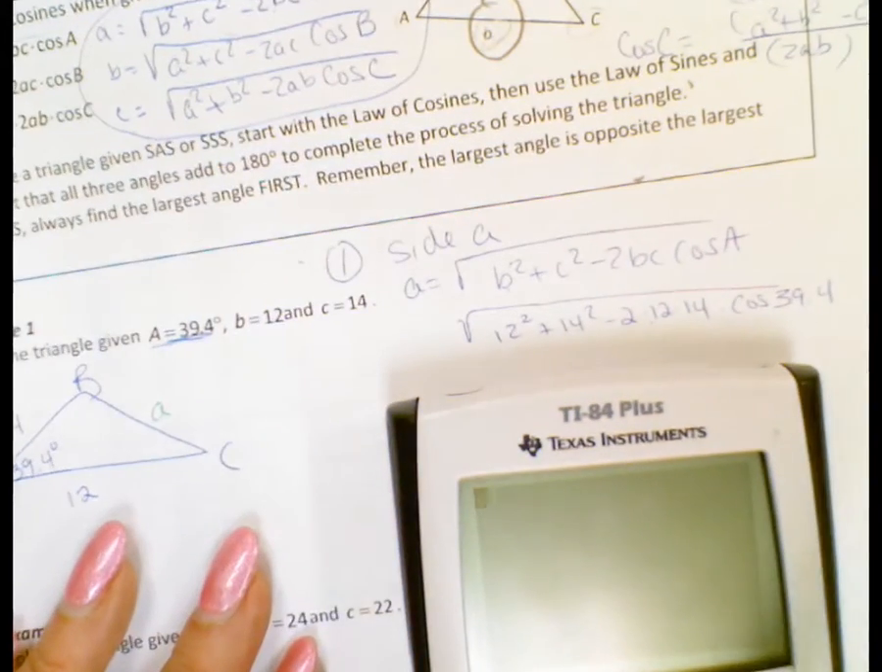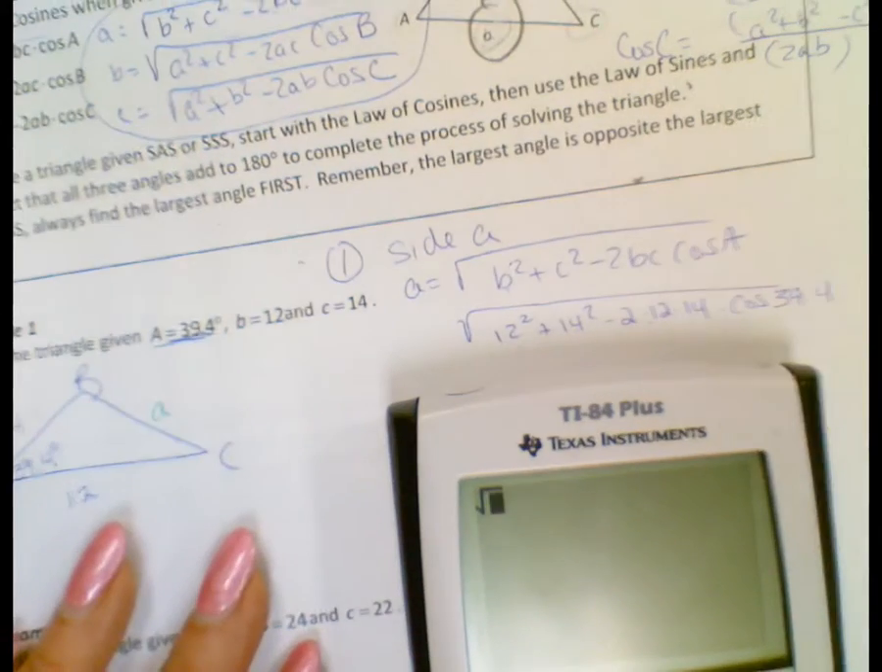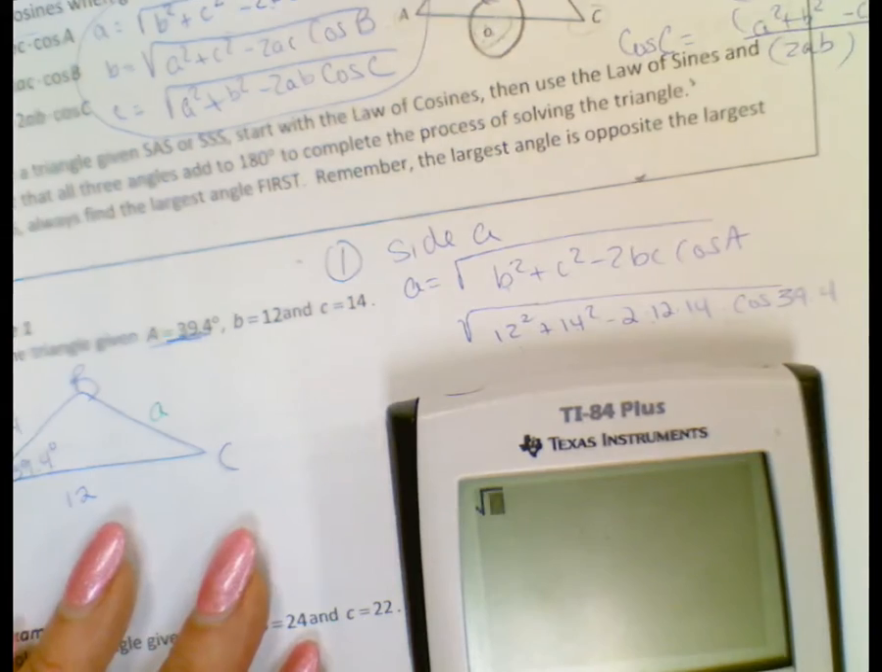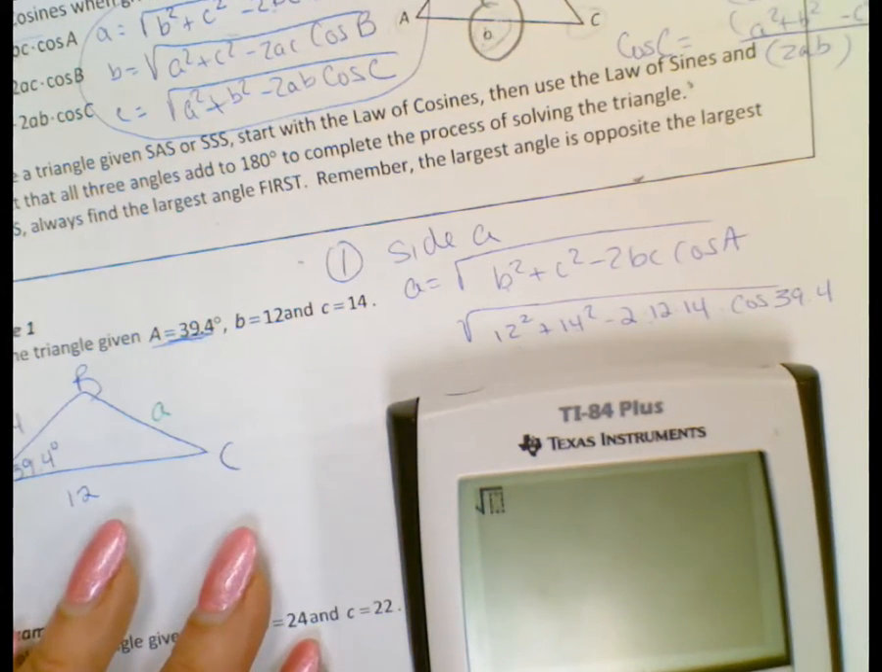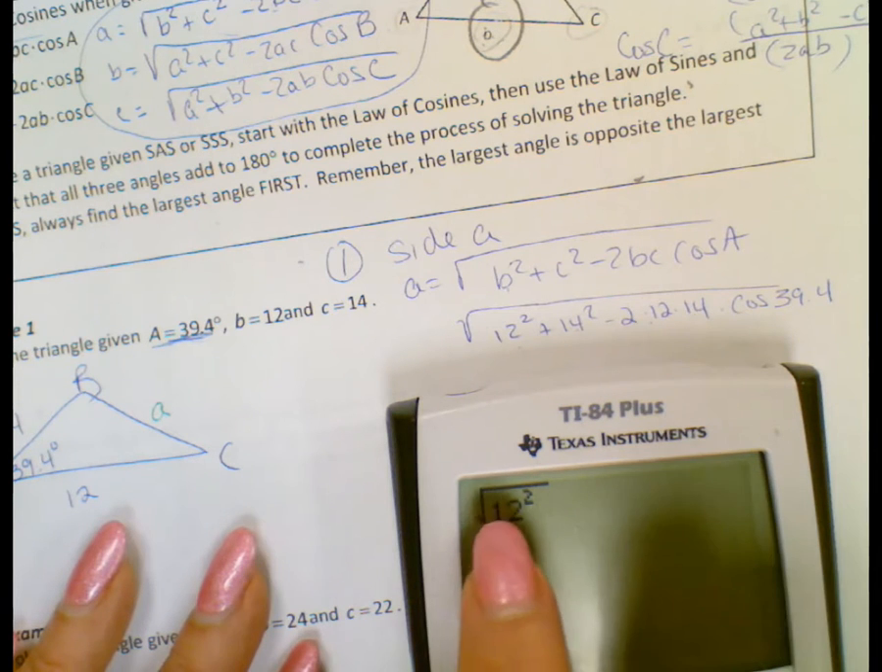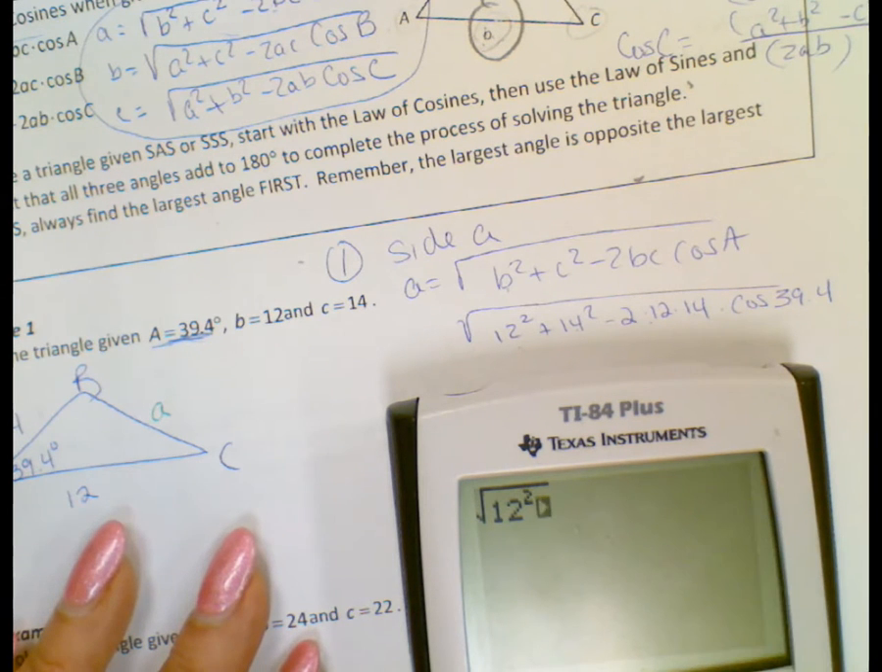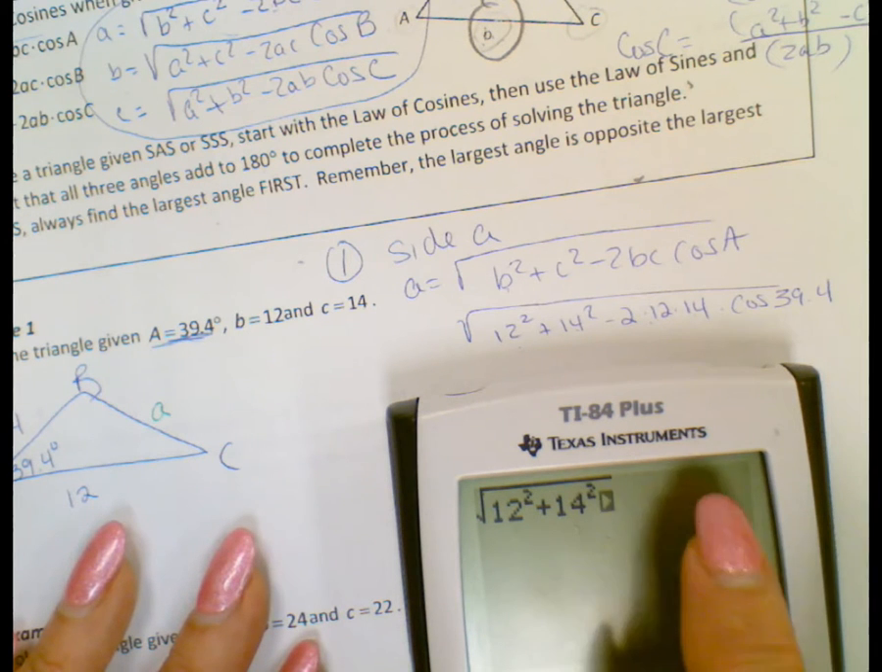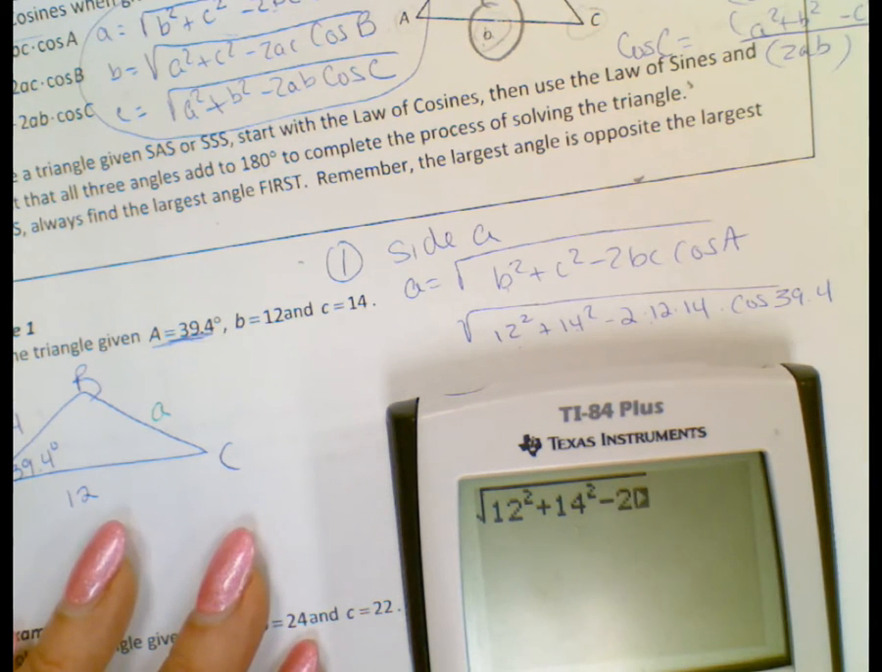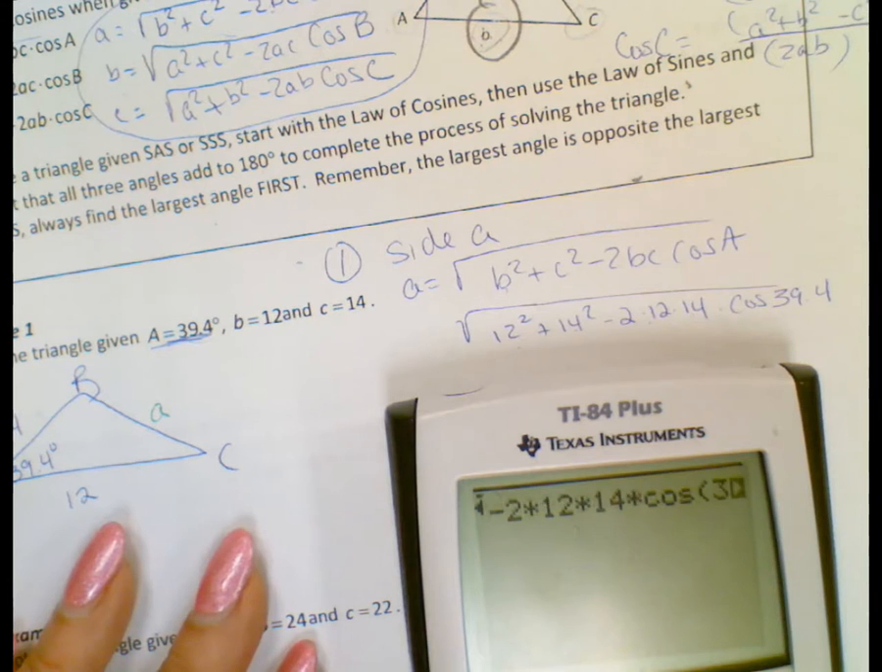It is the square root, so press second x squared. Get a square root in there. If you have an old calculator, you need a left parenthesis right now. I don't think I need it, but we'll see. 12 squared. As long as the square root stays over top, you're good. Plus 14 squared. See how the square root's continuing? That's a good thing. Minus 2 times 12 times 14 times cosine of 39.4 equals, and that's your answer.